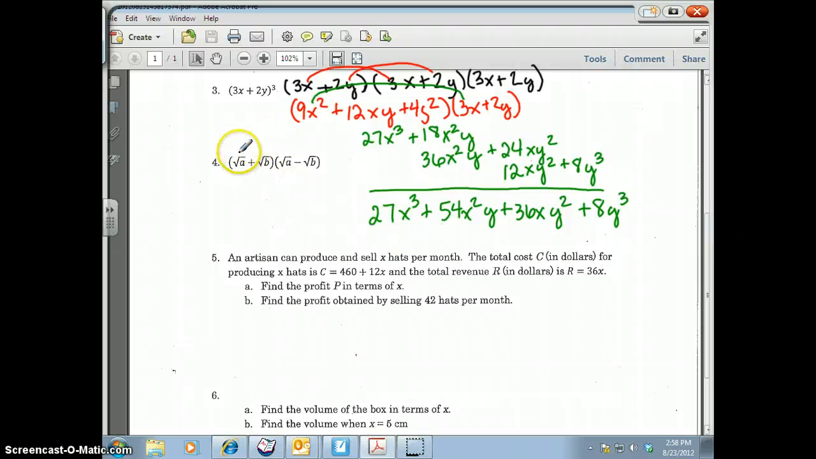Number 4, again we're going to FOIL. Radical A times radical A is just plain A. And then radical A times negative radical B is negative radical AB. The middle, inside times inside, is positive radical AB. And last times last is negative B. So these middle terms are equal to 0, and the whole thing ends up just to be A minus B.